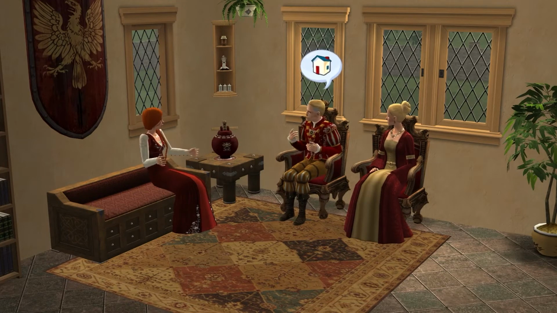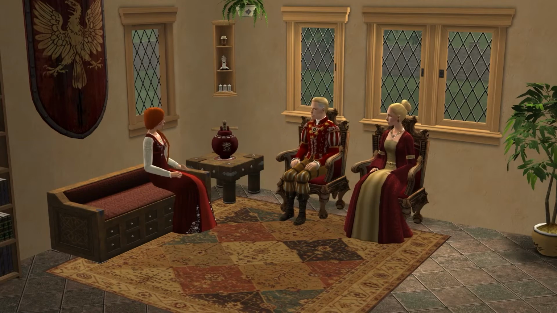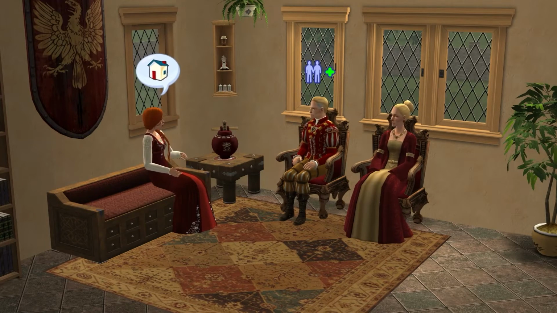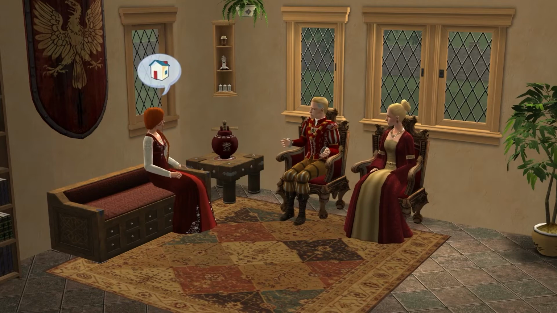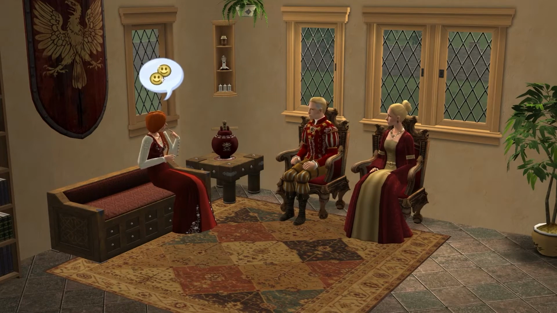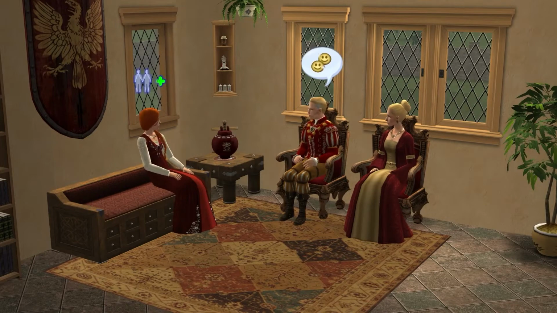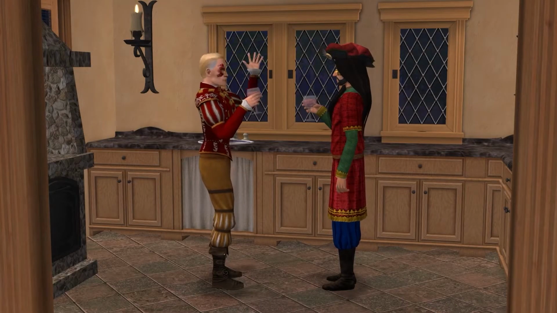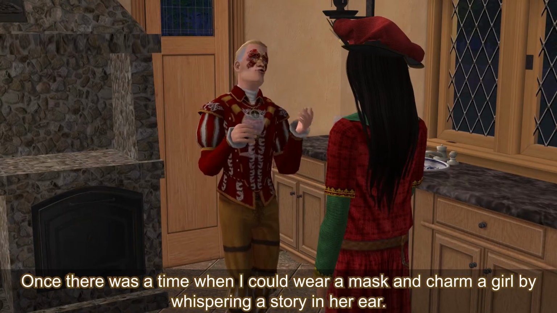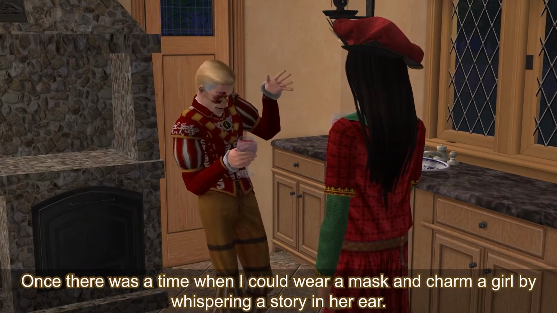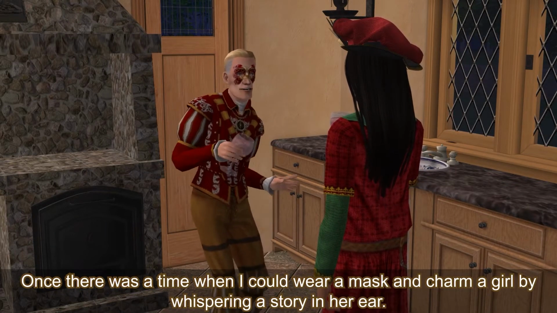Unlike Consort, he's the head of his household and the one making decisions, while his wife is more in a support role. Although he seems committed to his family, we get a couple indications that he has romance sim tendencies, or at least he definitely did when he was younger. During the party at his house, he says, "Once there was a time when I could wear a mask and charm a girl by whispering a story in her ear."